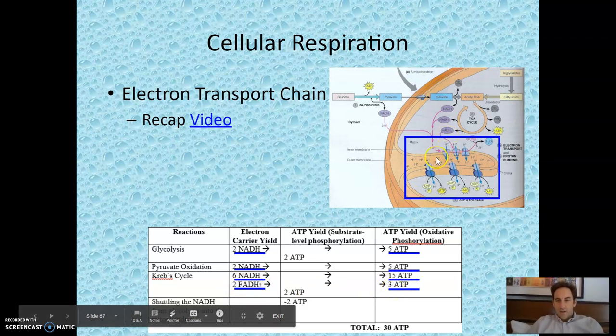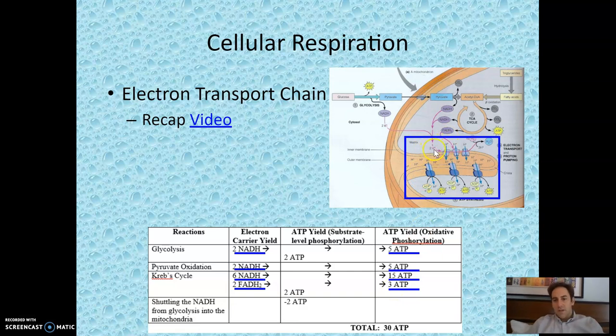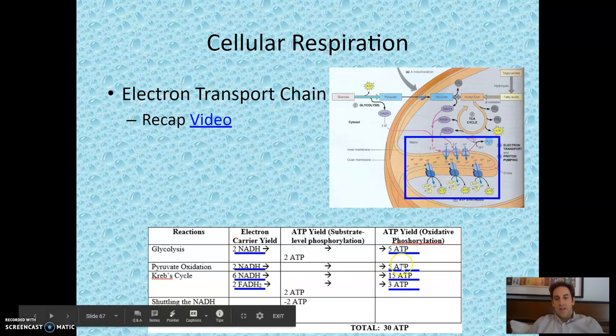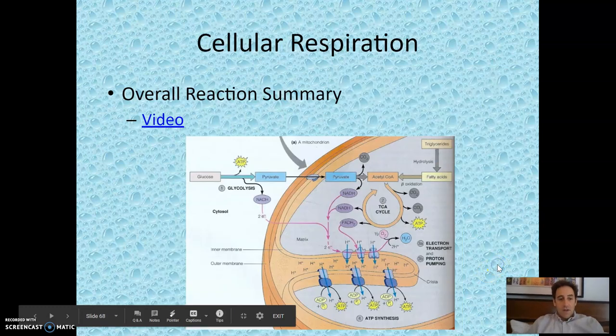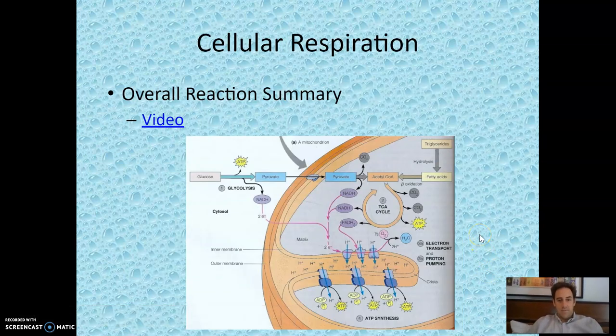And so again, you can see all of that in this overview diagram. Here's that movement of electrons. Here's the protons being pumped into the intermembrane space. Here's those H+ going through ATP synthase to make the ATP. And then here's the mathematical accounting of how much we get. So that's pretty much it for the electron transport chain.